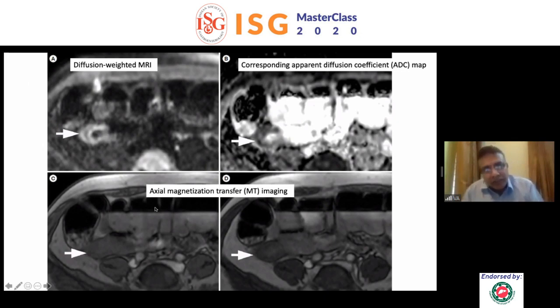There is another technique which is not available in many centers in India. That is again MR based. That is axial magnetization transfer.